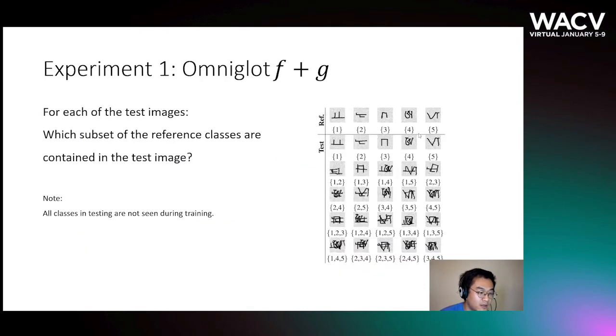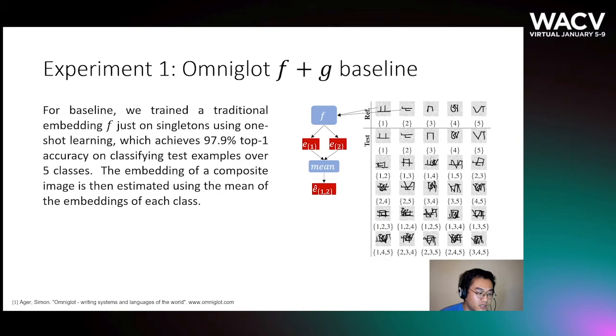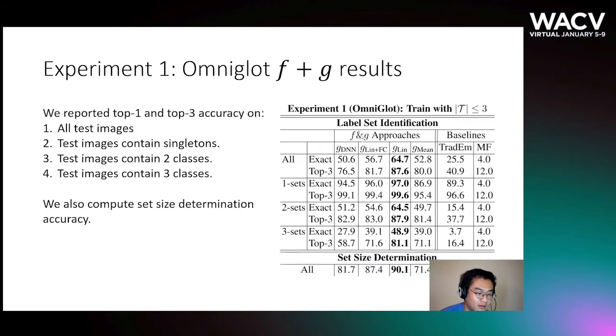Our experiment 1 is conducted on OmniGlot. First, we try our F and G on OmniGlot. We try to answer which subset of the reference classes are contained in the test image. One way to use a traditional embedding model to deal with this problem is to compute the mean of embeddings from singletons and use the result as the compositional embedding. We compared our F and G results with the traditional embedding baseline, and we can see that our result outperforms the baseline by a large margin.